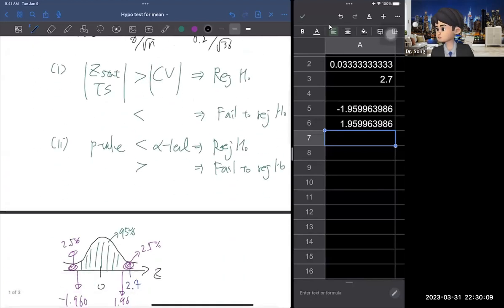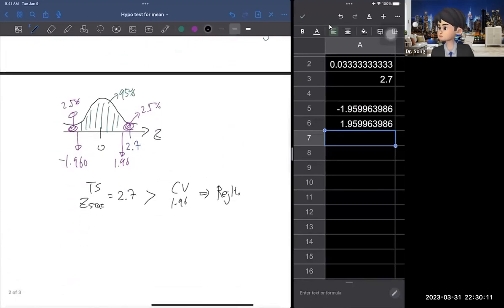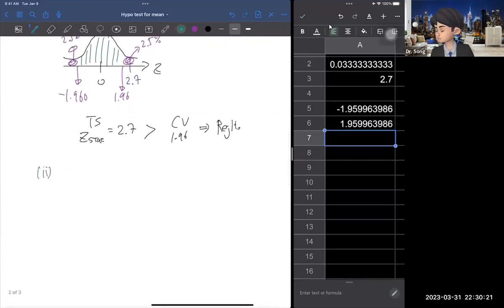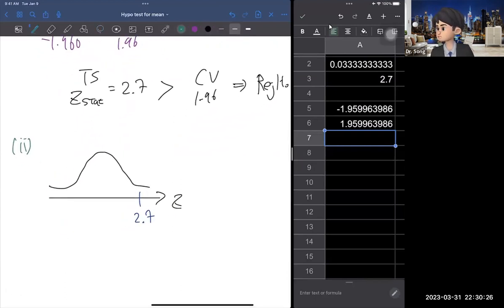Now, let me use the p-value and the alpha level. So let me copy and paste this graph. So this was the first way. Let me use a second way to compare the alpha level with the p-value. So here, once you have the test statistic, this shaded area, and here -2.7 and this shaded area together, that gives the p-value. When you assume that the null hypothesis is true, what's the probability you get the test statistic 2.7 or higher, or -2.7 or lower?